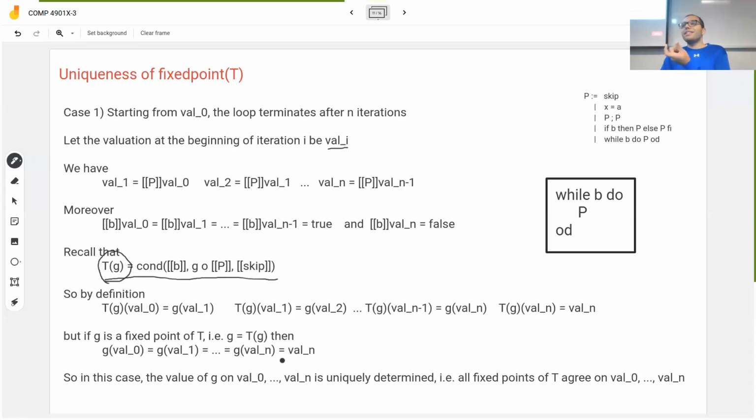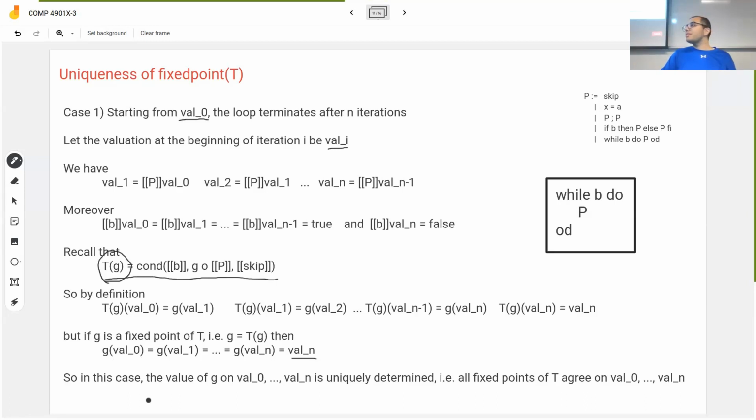Okay? Does this make sense? So again, I'm just proving uniqueness, and I'm saying in case 1, in the case where I have a while loop that terminates, I definitely have uniqueness. All of my fixed points have to have the same value val n for this initial valuation val 0.